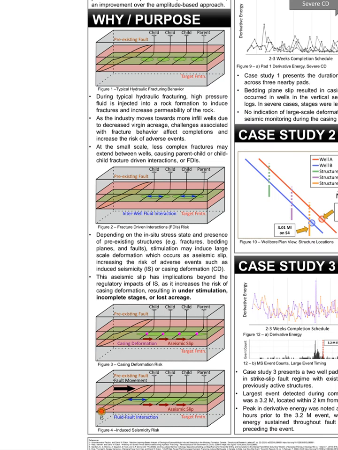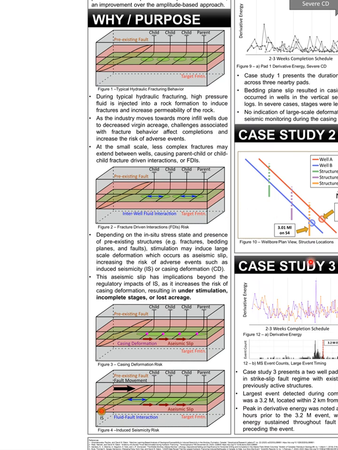When we say adverse events, we mean along a sliding scale. At the small scale, those events may represent things like less complex fractures, which can extend between wells, causing parent-child or child-child fracture-driven interactions, or FDIs. You can see in the top diagram here a representation of typical fracture behavior in which a fractured zone develops around a wellbore and is relatively well contained in the near wellbore. However, in areas where we have more dense wells, what we can see is that there's actually interactions between these wells, and these interactions may have a negative impact on production.